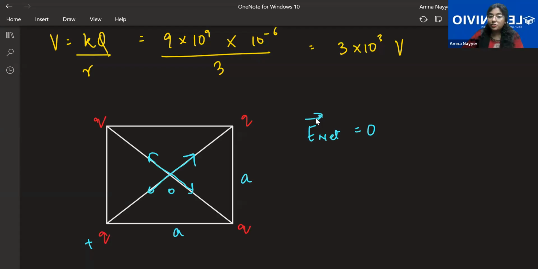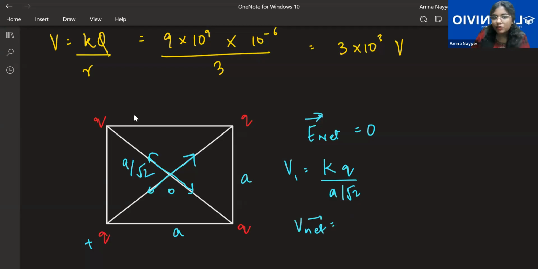But when we're talking about the potential, it won't be zero. Let's say the side is A, so the whole diagonal is A root 2, and the distance from the center to a corner is A by root 2. So the potential due to one charge will be KQ by A by root 2. The total potential will be this plus this plus this plus this, four times. Since the figure is symmetrical, there is no need to write it separately. Directly you can say the net potential is 4 root 2 KQ by A.